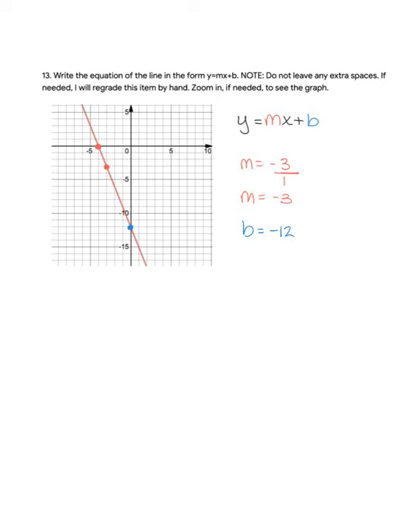Now, I'm going to keep my same format from above, y equals mx plus b, and just substitute in -3 for m right there. Substitute in -12 for b right here. So I can write y equals -3x plus -12. And that is the solution.